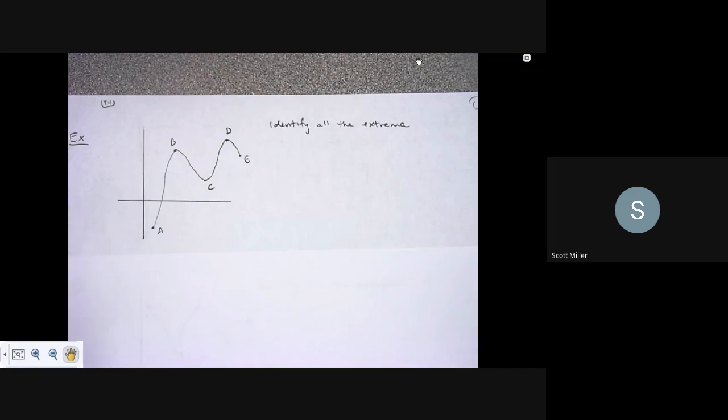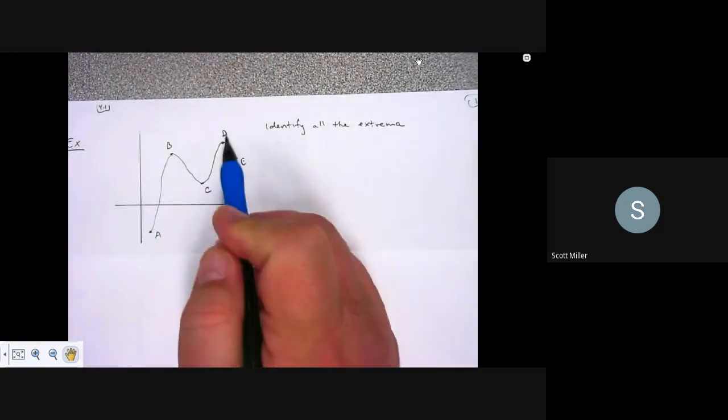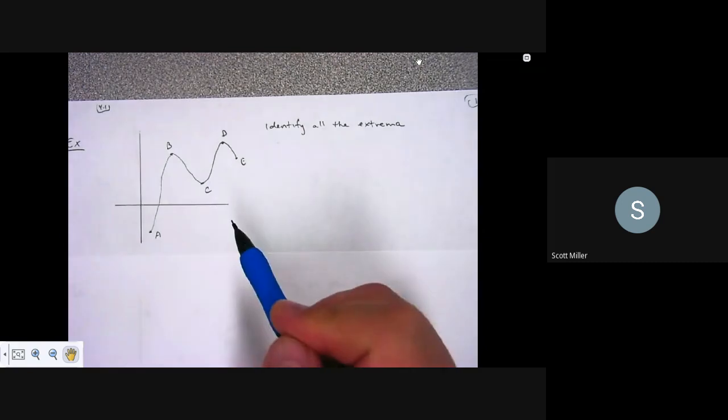So we got 5 points over here. So let's address each and every one of them. And so the first thing you should look at is peaks and valleys like this. Peaks and valleys are your relative extremas.